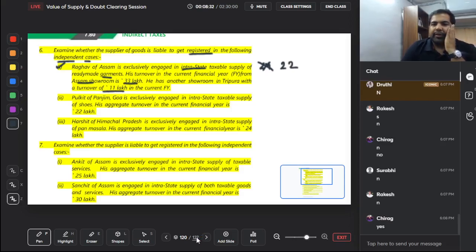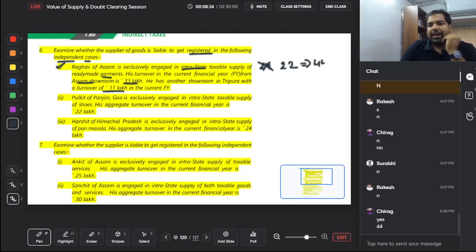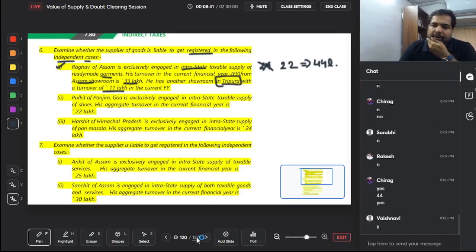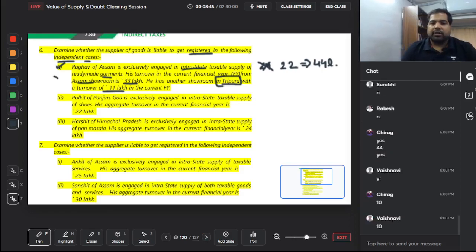Aggregate turnover is how much, guys? 44 lakhs. And is he in a special category state, guys? Yes, he is in Tripura. So what is the limit applicable? Even if one entity is in Tripura, the limit is 10 lakhs, so will he have to register? Yes.